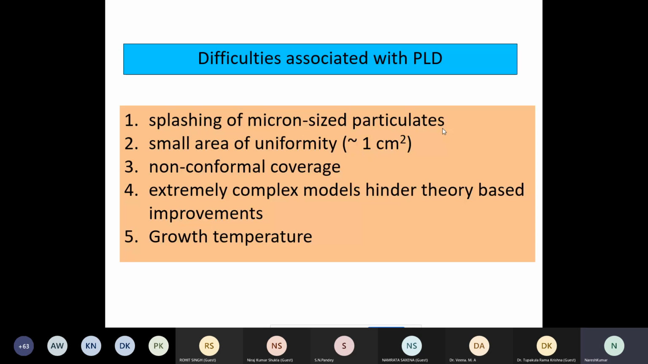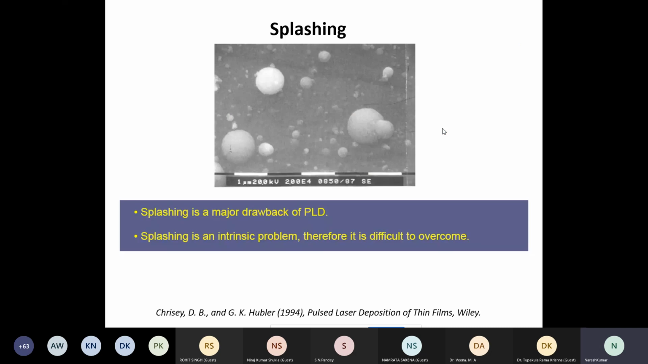Next, which is very important, is growth temperature. In PLD, usually, if I'm working with oxide films, they will take their crystal structure with the desired magnetic structure or other properties when they are grown at high temperature, right? So growth temperature in PLD is one more issue. These are a few issues I shall be discussing, all of them one by one. So let us look at splashing. I already mentioned that in PLD, in the plasma, I am getting bigger particles.